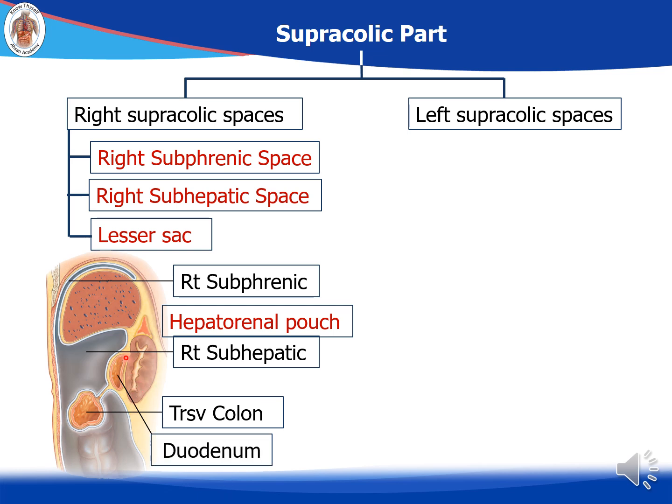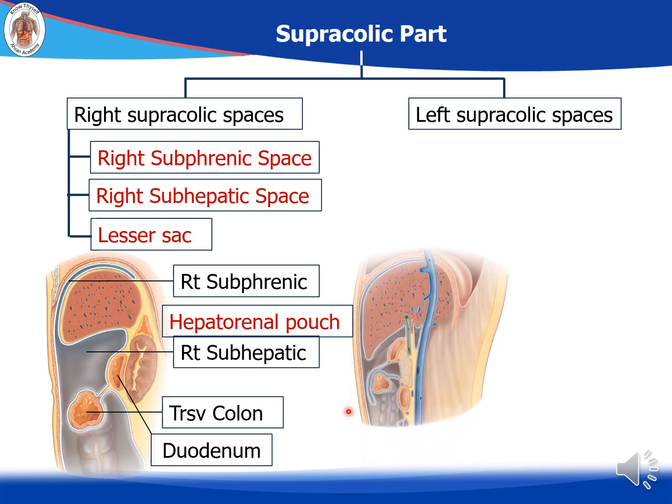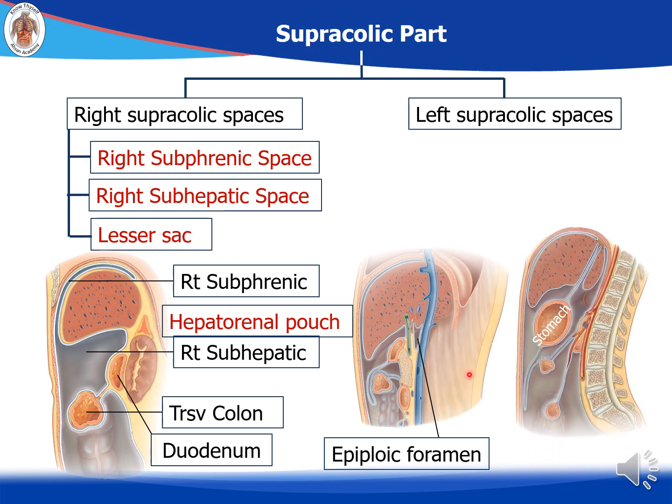On the right side there is the duodenum. We are not getting the stomach. So let us move towards the left side. Still there is the duodenum. Above the duodenum, the epiploic foramen is now visible. If we go further to the left, we will find the stomach. So this is the lesser sac, and this is the subphrenic area. This is the subhepatic area, and the lesser sac is visible. So all these are on the right side.